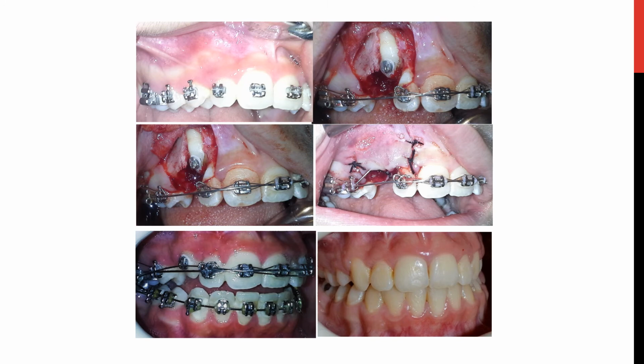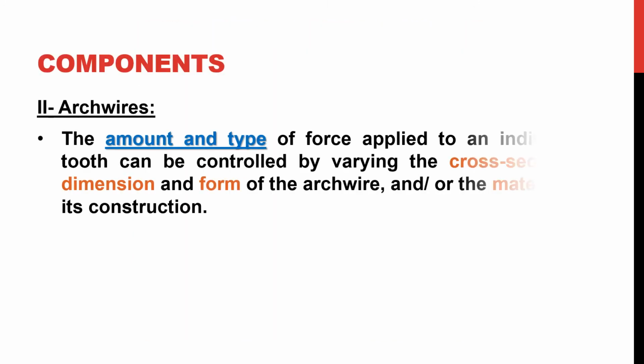These photos demonstrate the use of an eyelet to bring an impacted canine into the line of occlusion. The second component of a fixed orthodontic appliance is arch wires. The amount and type of force applied to an individual tooth can be controlled by changing the cross-sectional dimension and form of the arch wire and/or the material of its construction.